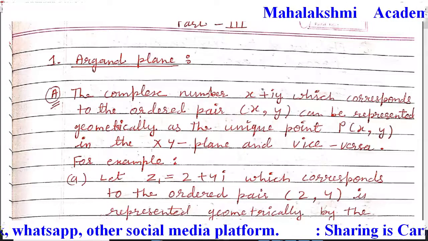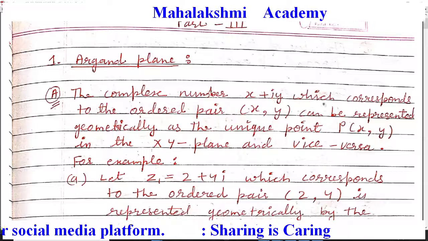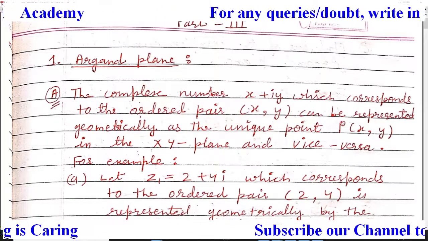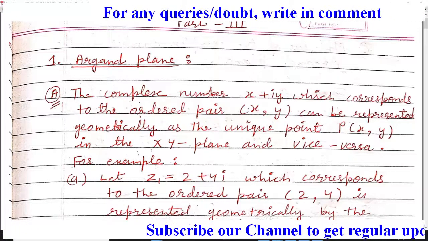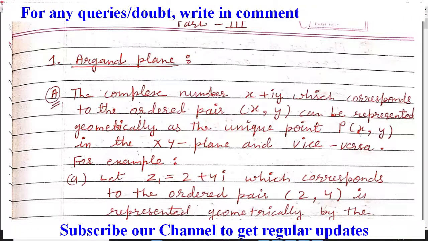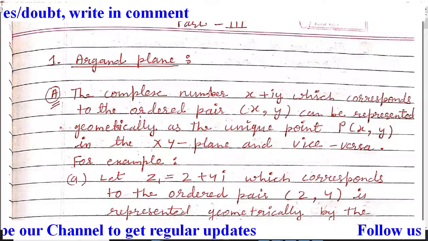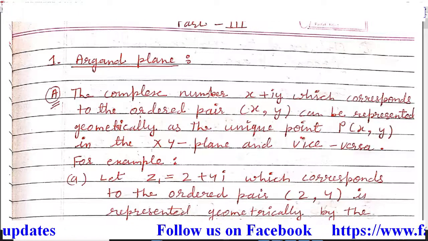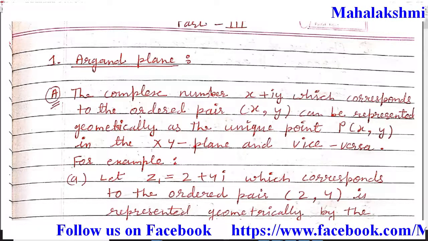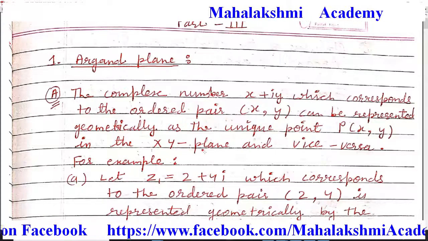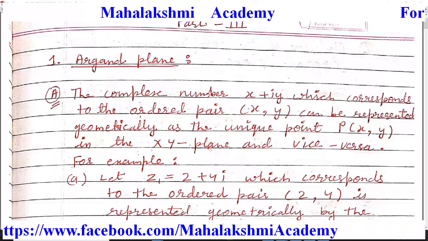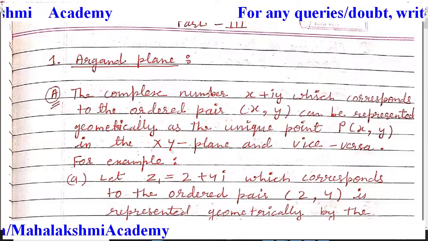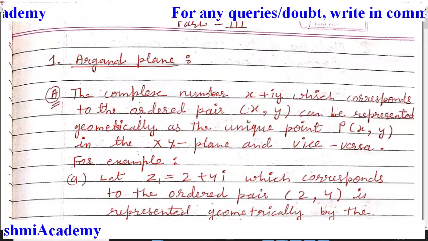the complex number x plus iota y, which corresponds to the ordered pair x comma y, can be represented geometrically as the unique point P(x, y) in the xy plane and vice versa. So its meaning is, first of all, the xy plane. The xy plane is the same plane which you already handled in your 10th class, in which the x-axis is the horizontal line and the y-axis is the vertical line.